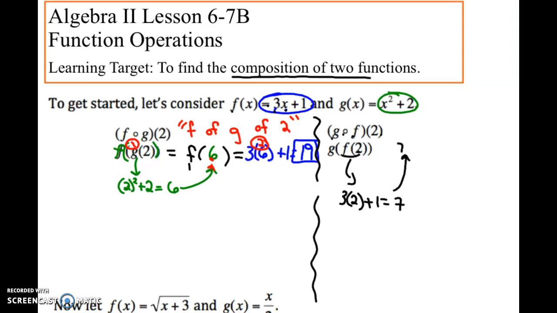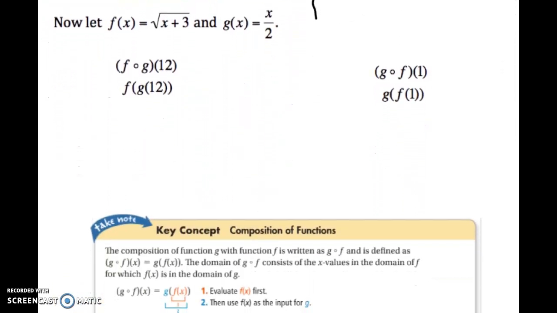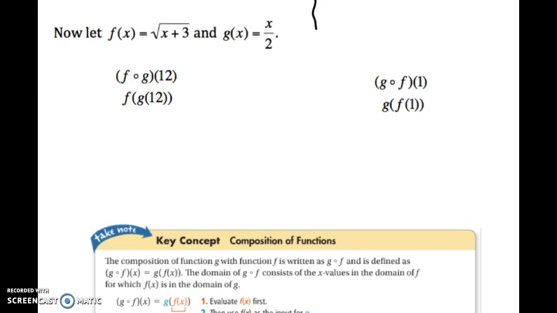So the 7 comes back up, and now we want to find g of 7. And g says take your parenthesis and square it and add 2. So 7 squared plus 2 would be 49 plus 2, or 51. We always do the inside part first. So let's try some more problems down here.